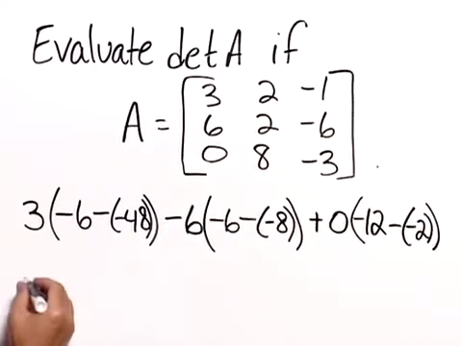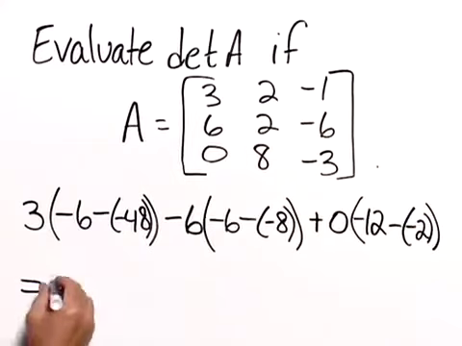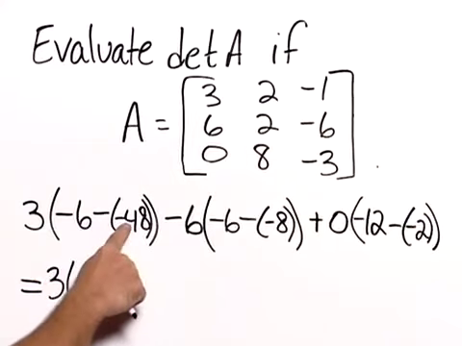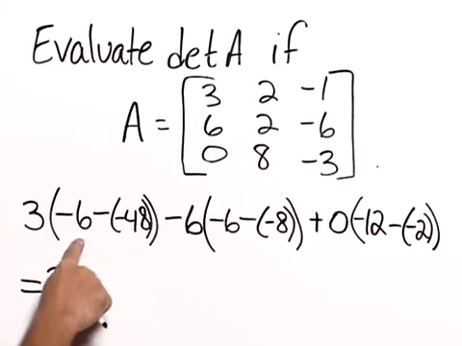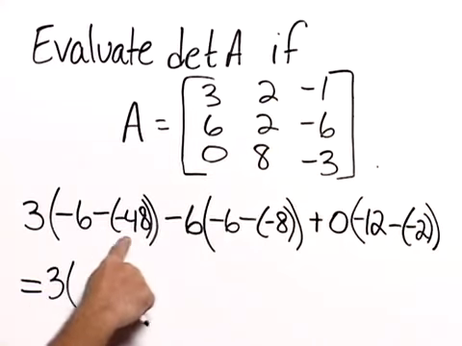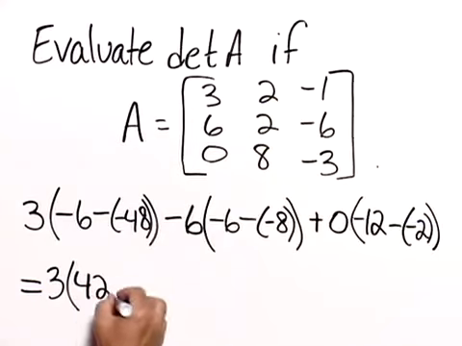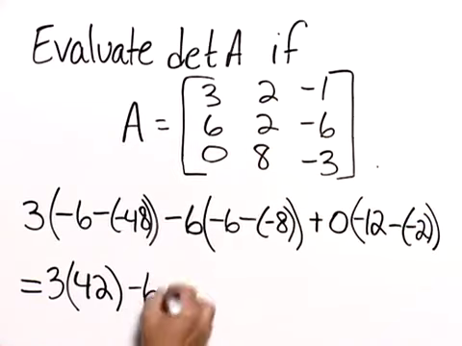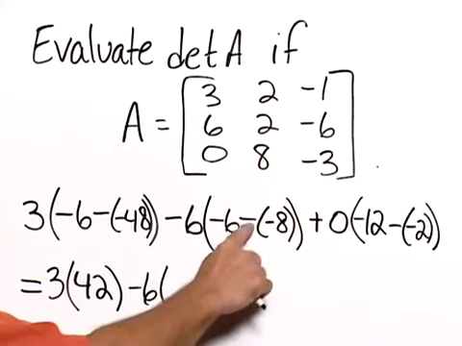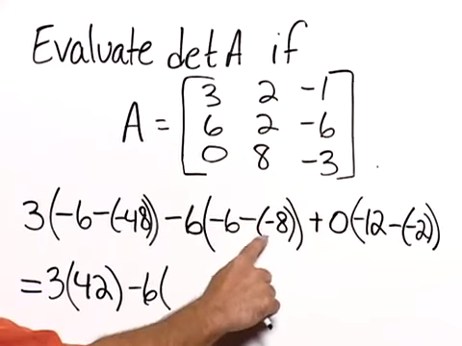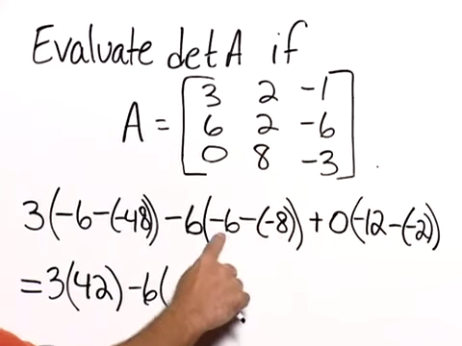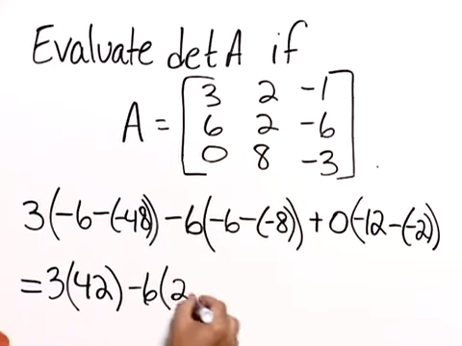So now this would be equal to 3 times... well, subtracting a negative is the same as adding a positive. So we have -6 plus 48. That equals 42. Then minus 6 times... again, subtracting a negative is the same as adding a positive, so we have -6 plus 8, and that's 2.